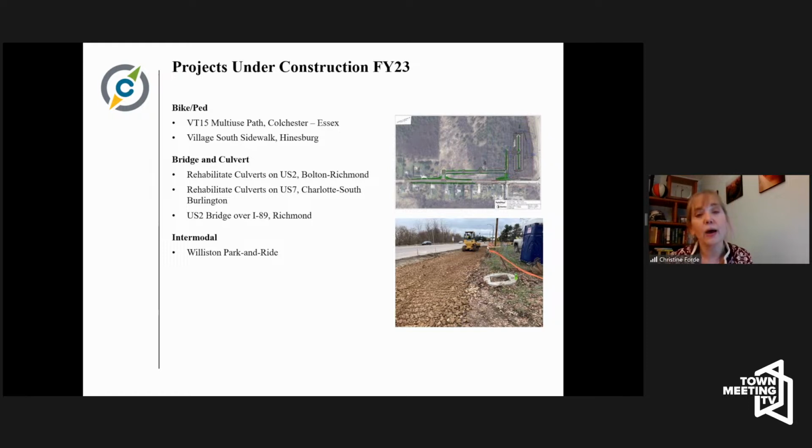Vermont 15 multi-use path Colchester to Essex was completed. The Village South sidewalk in Hinesburg was completed. And then the large US 2 bridge over I-89, a very large bridge project, and a couple of culvert projects. And then the Williston Park and Ride was completed.